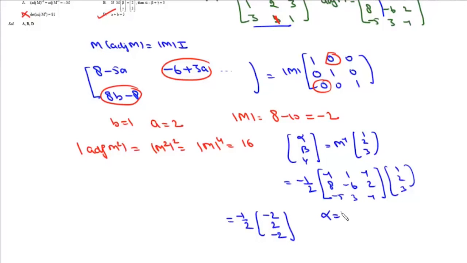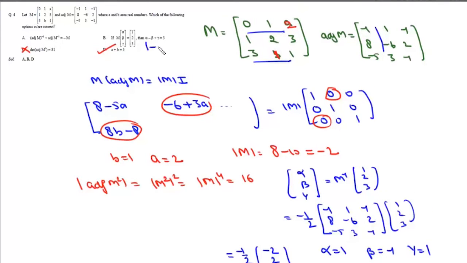So value of alpha is 1, value of beta is minus 1, and value of gamma is plus 1. So now we have alpha, beta and gamma. Now alpha is 1, beta is minus 1, and gamma is 1. So 1 plus 1 plus 1 is 3. That means this option B is also correct.